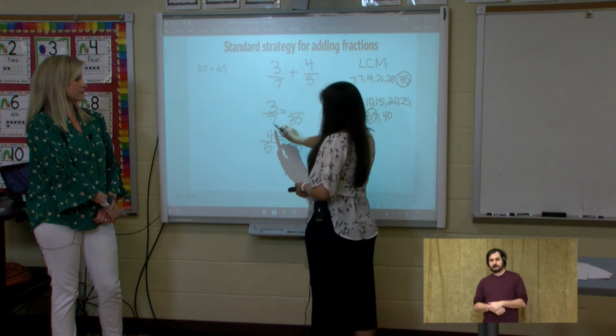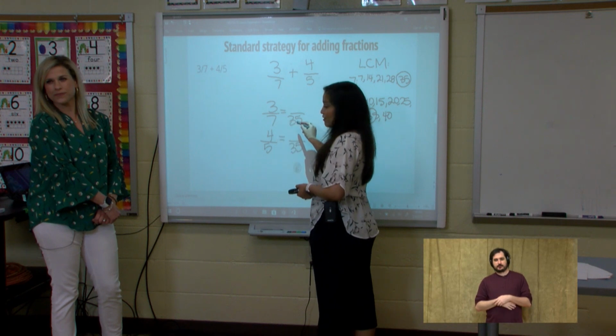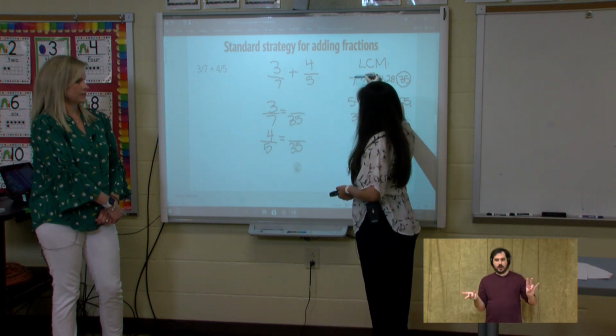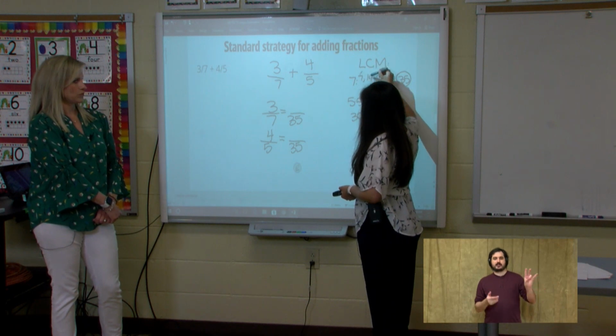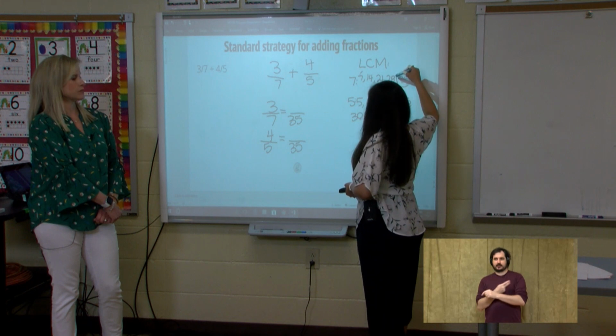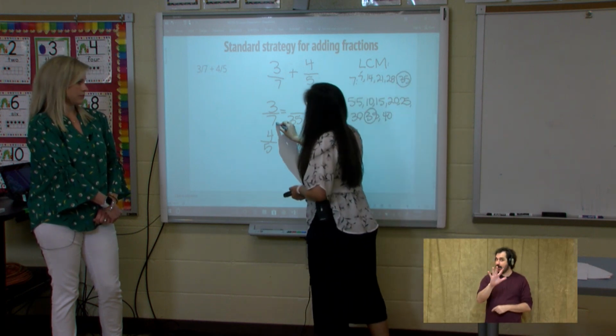So how do I figure out what I multiplied this by to get 35? Well, one way I can do that is look back over here. I have 7. 7 times 1 is 7. 7 times 2 is 14. 7 times 3 is 21. 7 times 4 is 28. 7 times 5 is 35.